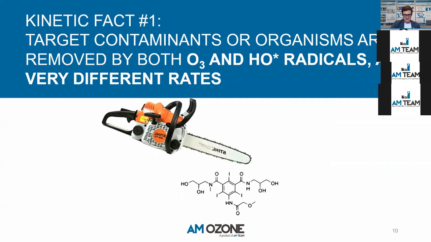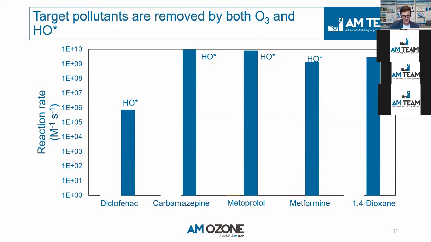And let's start with a kinetic fact. A very important kinetic fact is that if you want to remove targets, and targets can be target contaminants or target organisms, they are removed or deactivated by both ozone and hydroxyl radicals. But this happens at very different rates. So this means for different pollutants or target organisms, you need different exposures, different concentrations, or also time. And that's quite important because in the end, we want to get some oxidation, some destruction of molecules. And this is something we have to account for. Based on our experience, we have seen that not many people really grasp this concept quite clearly. So this is why we will start with this.